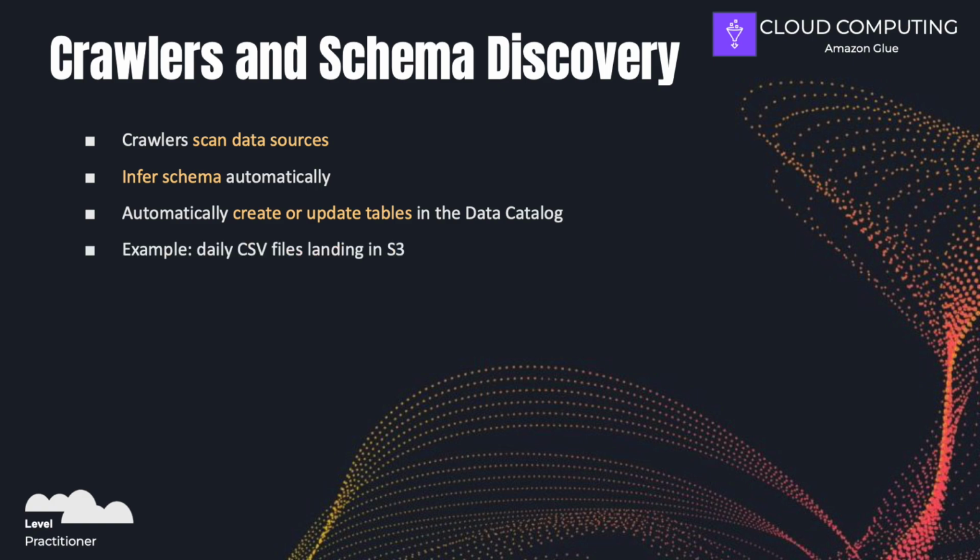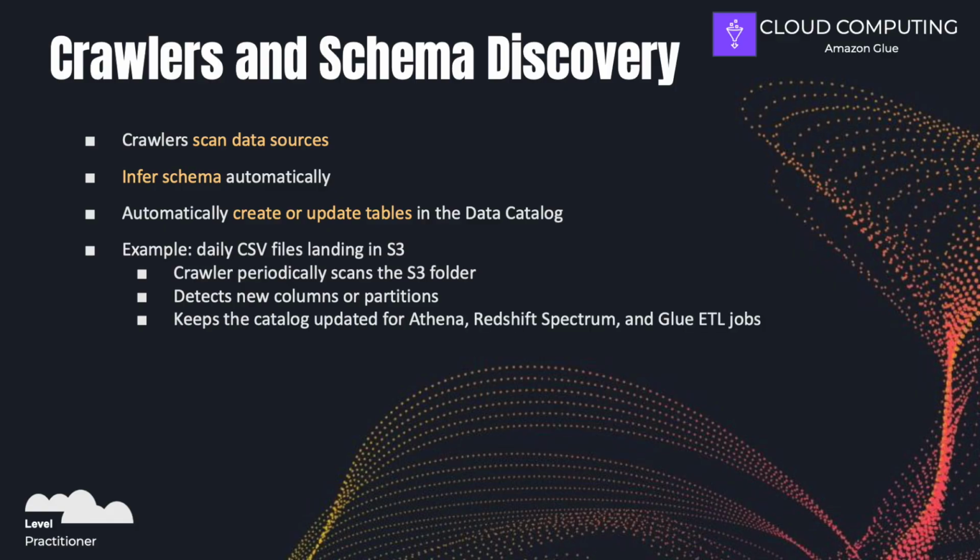For example, imagine you have daily CSV files dropping into an S3 folder. You can configure a Glue crawler to periodically scan that folder, detect new columns and partitions, and keep your catalog up to date. After that, services like Athena, Redshift Spectrum, or Glue ETL jobs can use this catalog to understand how to read your data. This automated schema discovery is especially useful in environments where data structures evolve over time or where manually tracking all datasets would be error-prone.